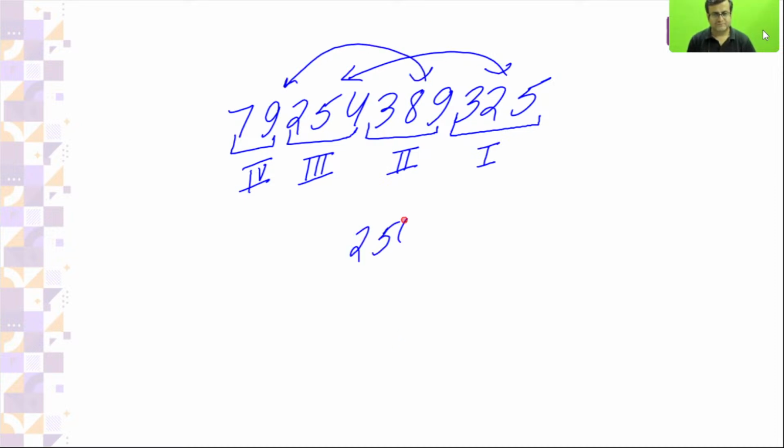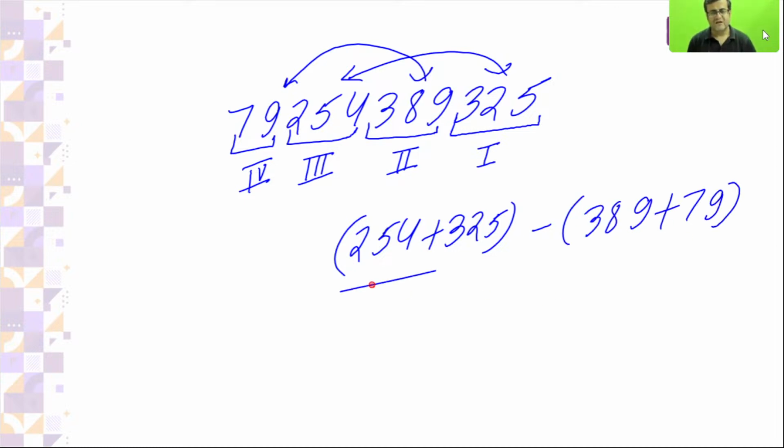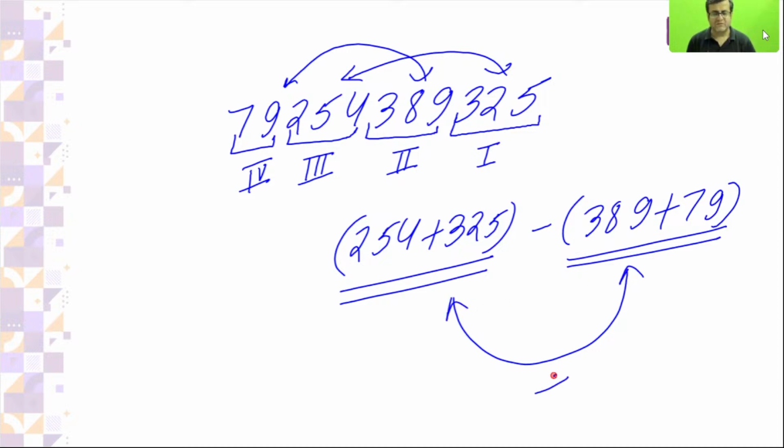254 plus 325 minus 389 plus 79. Take the sum of these two, and the difference between these two. It should be divisible by 7. It should be a multiple of 7. Okay. The number is exactly divisible by 7. Okay, beta.